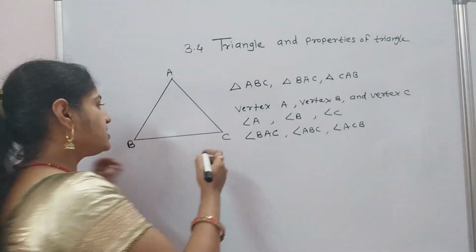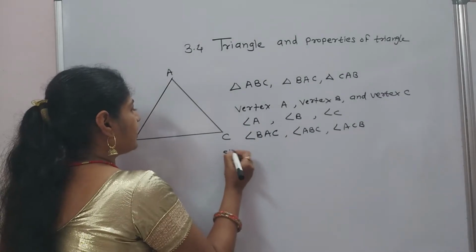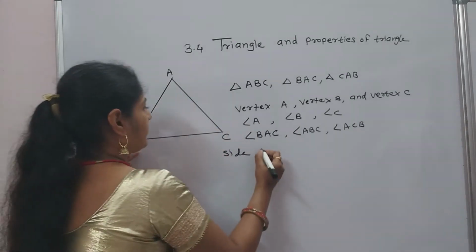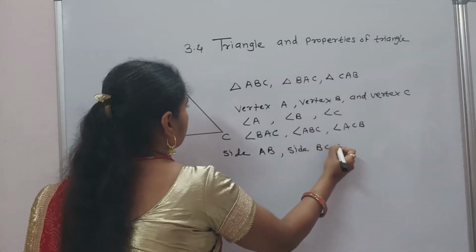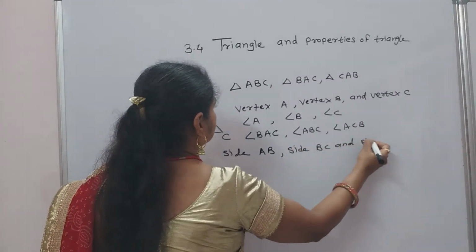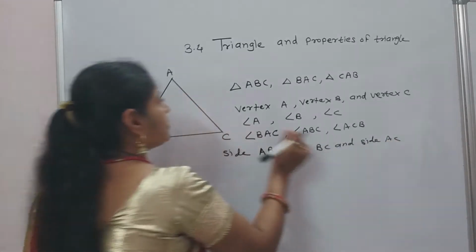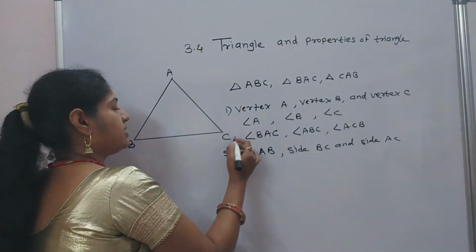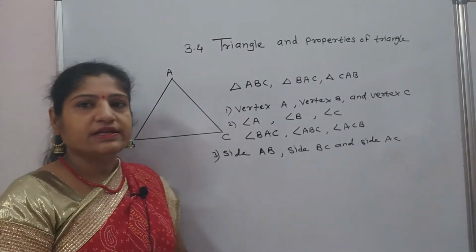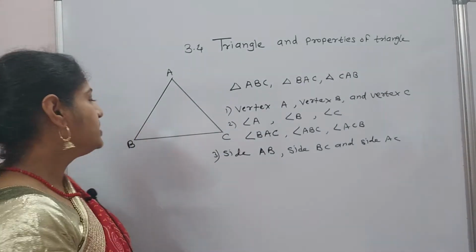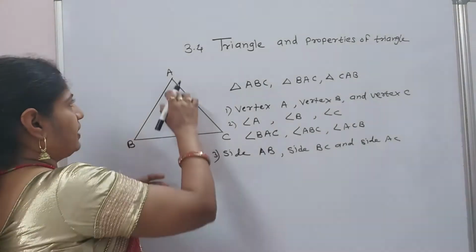Now, sides, three sides: side AB, side BC, and side AC. Triangles have three vertices. Triangles have three angles. Triangles have three sides. Now, opposite angle, opposite side.